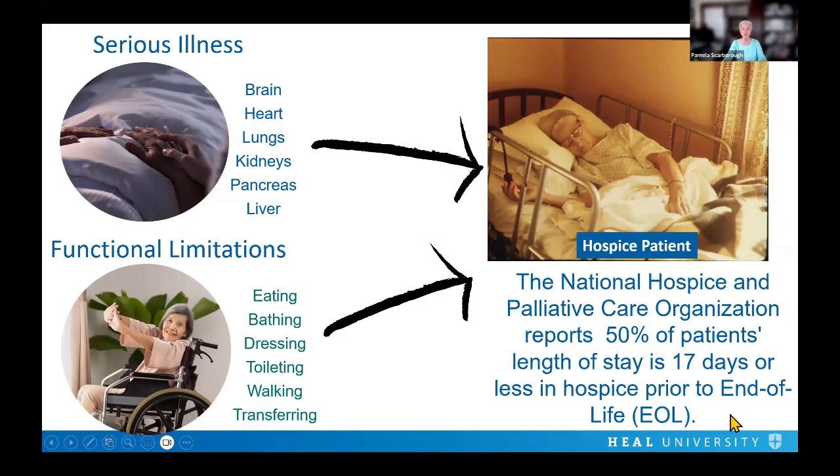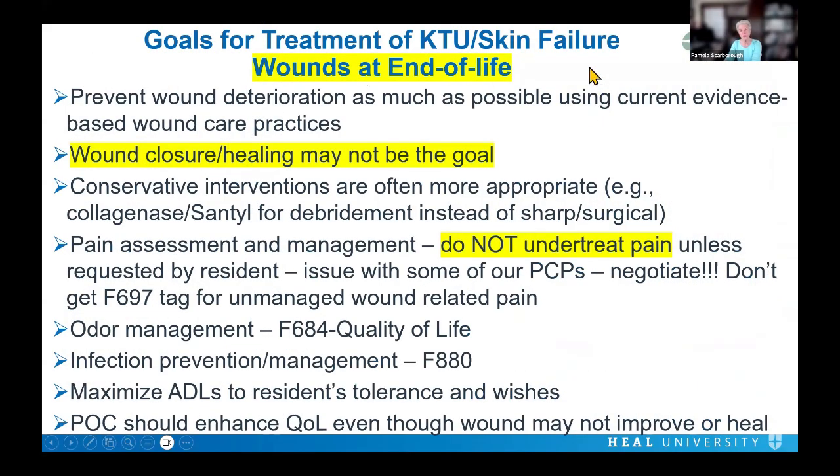And this is where they get these wounds. And it's not pressure injuries. It's end of life wounds. It's organ dysfunction wounds. Our goals for treatment for the Kennedy terminal ulcer are wounds at the end of life. You want to try to prevent the wound deterioration as much as you can using your current evidence-based wound care practices. Wound closure might not be your goal.